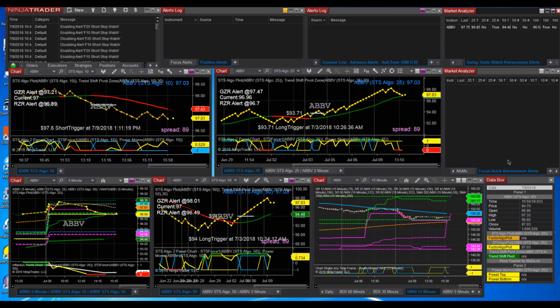So that's all this is looking for, a stock that's pulling back toward the line. It may not be at the line yet. It's made a pullback in the direction of the line for the retracement setup.